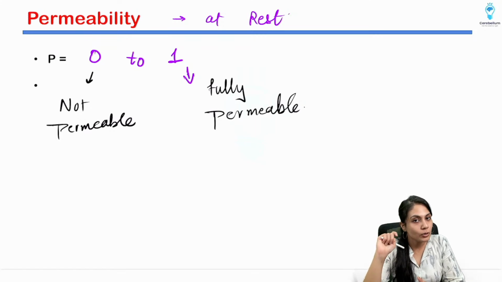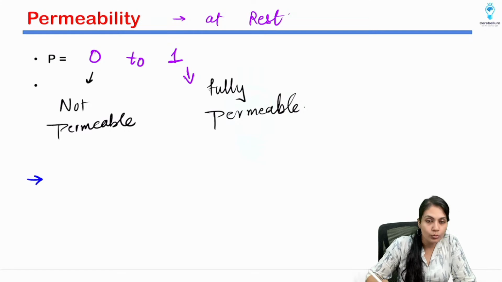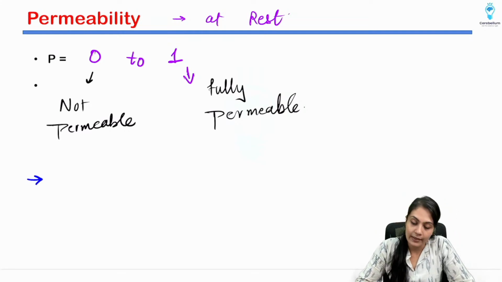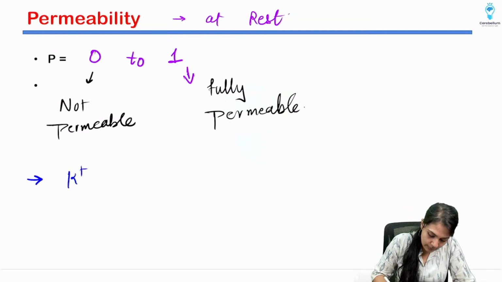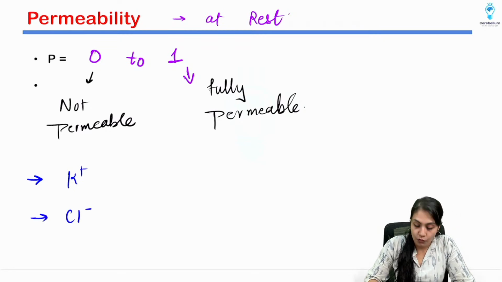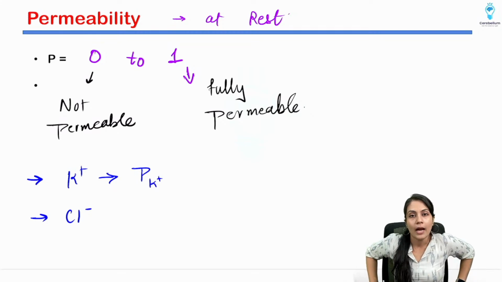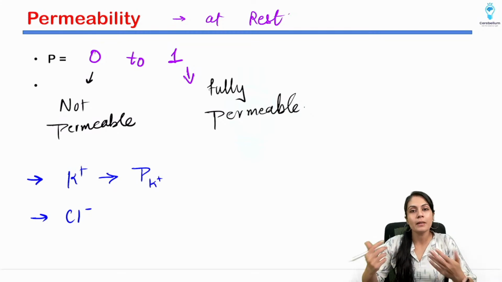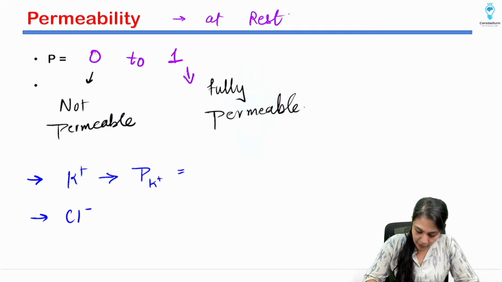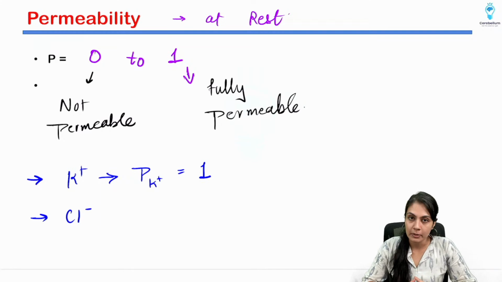Why am I telling you? Because it is important to know. Remember, there are 2 ions I told you that are permeable at rest, and that is going to be potassium and chloride. What is the permeability value for the potassium? I am going to write it as PK. In the subscript, I am going to write the potassium symbol, and I am going to write P. P means permeability. The permeability of potassium is going to be 1. That means at rest it is fully permeable.